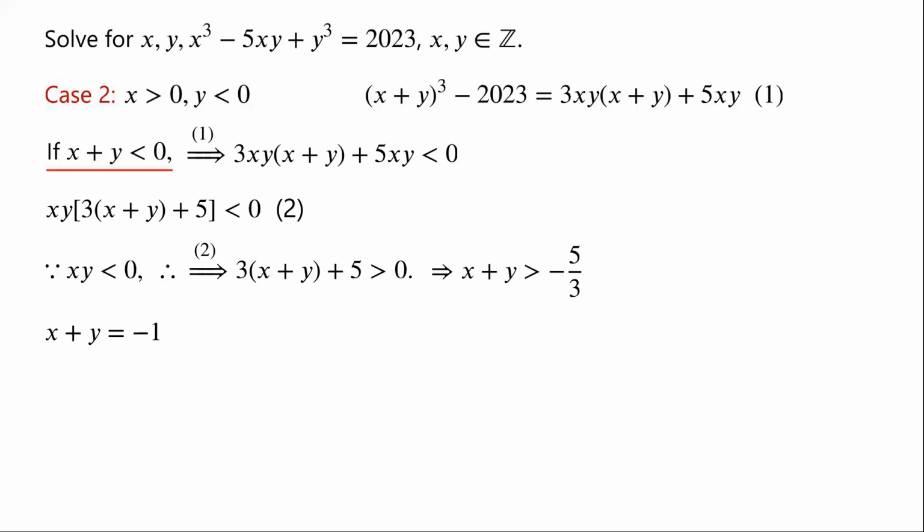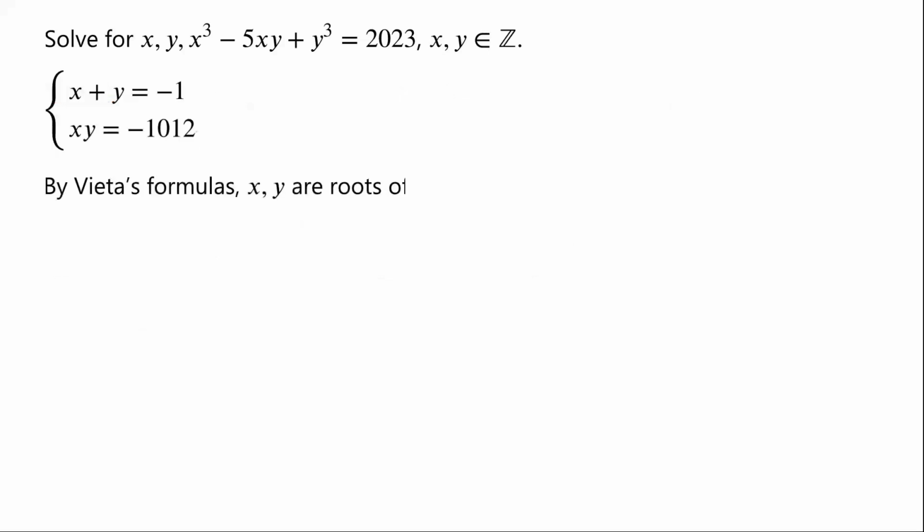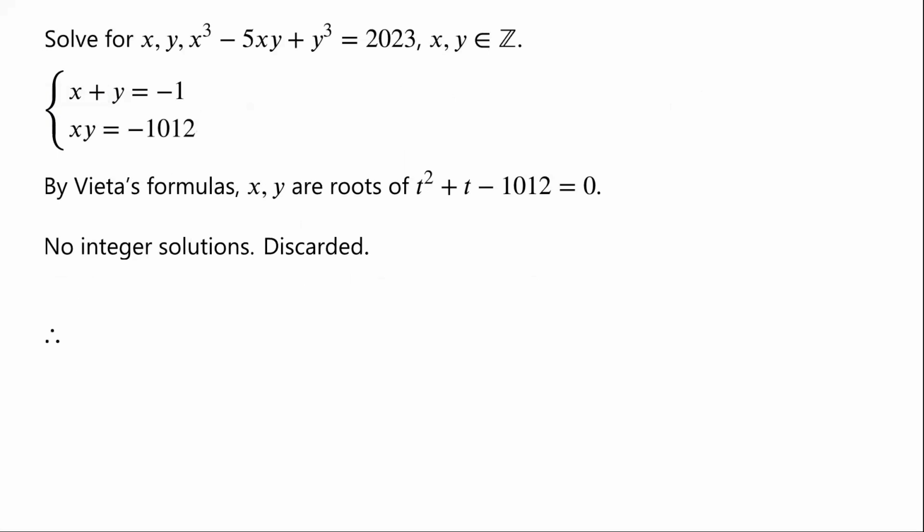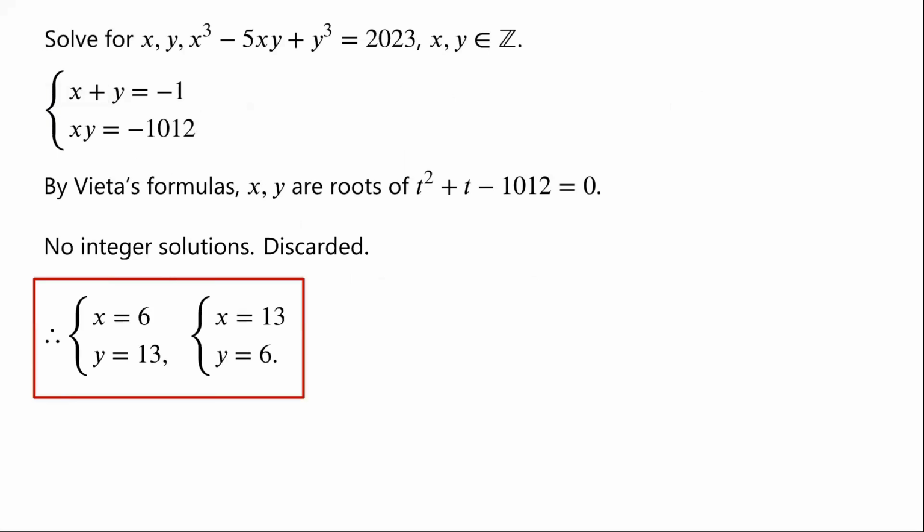Substitute x plus y equals negative 1 in equation 1, we have x times y equals negative 1012. So we have a system of equations, x plus y equals negative 1, x times y equals negative 1012. By the Vieta's formulas, x and y are roots of t squared plus t minus 1012 equals 0. This equation has no integer solutions. So discarded. So in summary, there are only two sets of solutions. x equals 6, y equals 13. Or x equals 13, y equals 6.